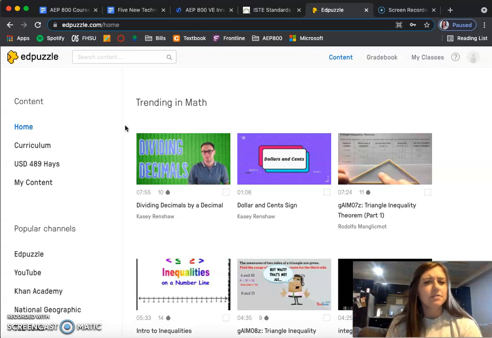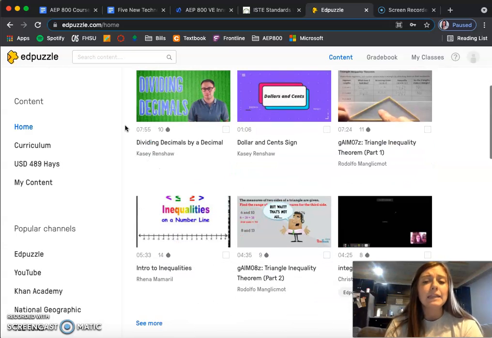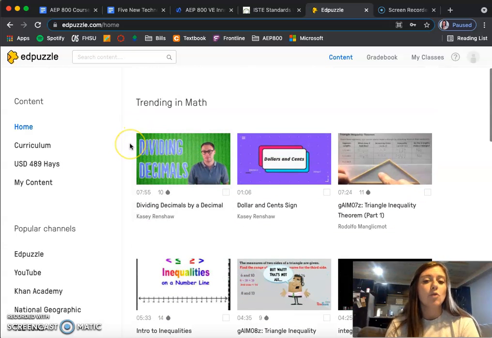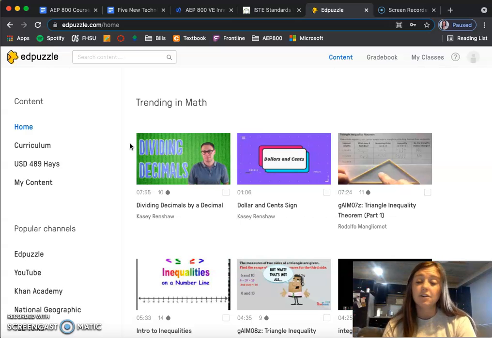I'm not sure how I'm going to use it yet, but I like the options. I like the idea of having them watch the video on their own, because they can go at their own pace if they need to. They can go faster, they can go slower, they can answer the questions at their own pace.